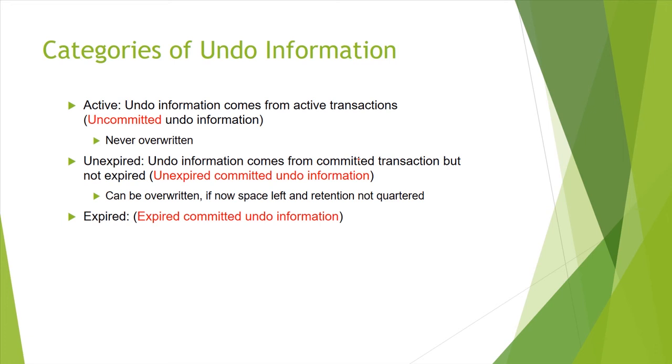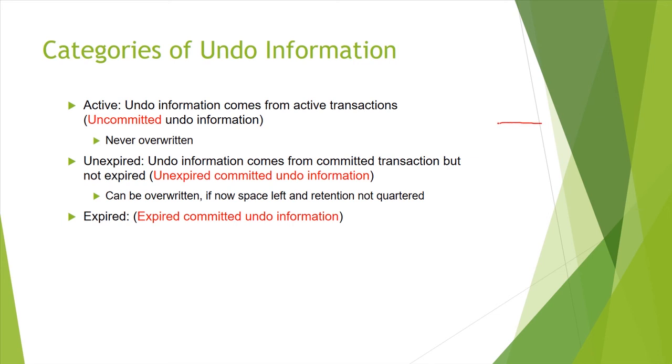The last category is expired undo, or expired committed undo information. It is no longer needed to support a running transaction, and it has passed the undo retention. Expired undo information is overwritten when space is required by an active transaction.